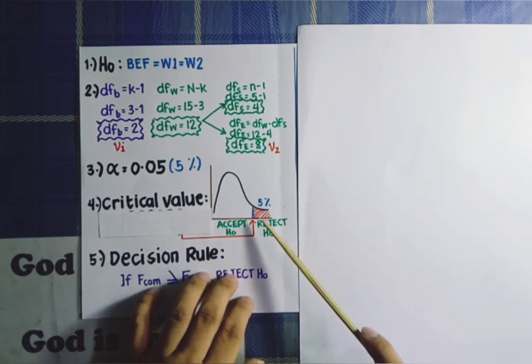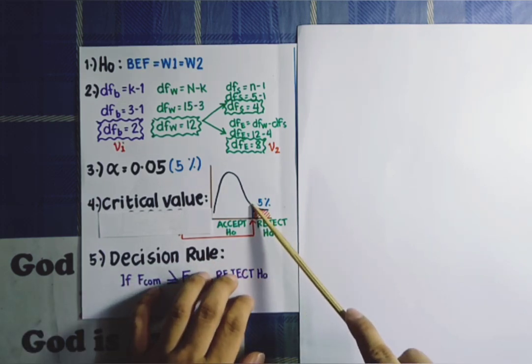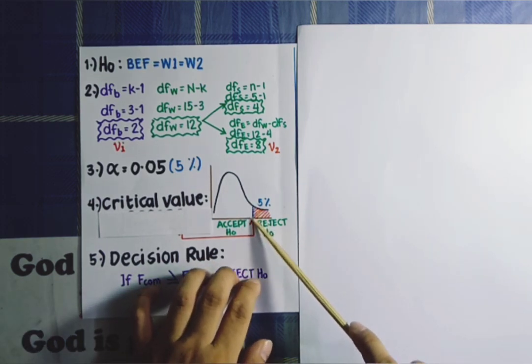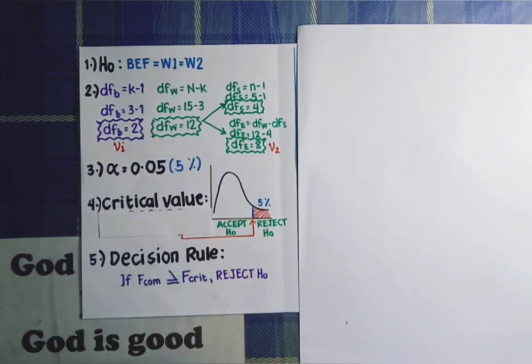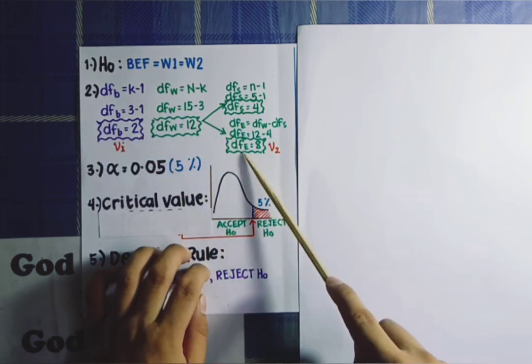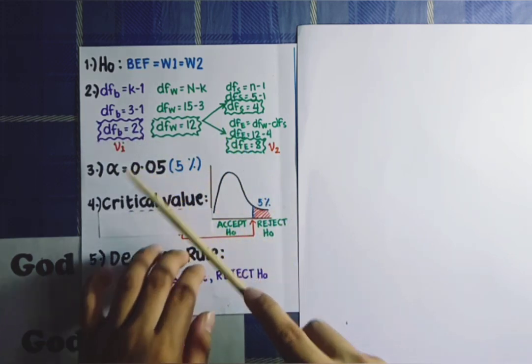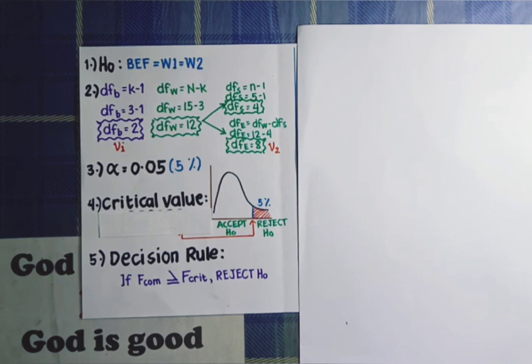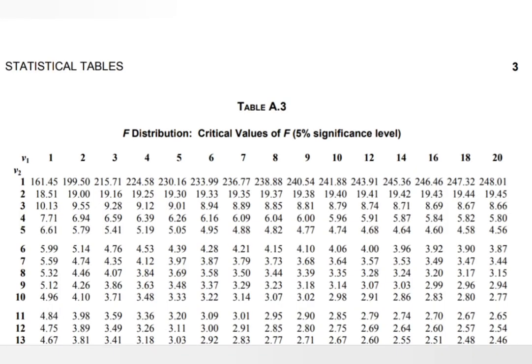Now, clearly, there is a distinct line that separates the acceptance region and rejection region. The question is, what is the value of this distinct line here? The value of this distinct line here is actually determined by our critical value. And to know our critical value, there are actually 3 things that we need to determine first: our degrees of freedom between, our degrees of freedom for error, and our alpha level. Now, let's take a look at our F table or ANOVA table in order for us to determine our critical value.